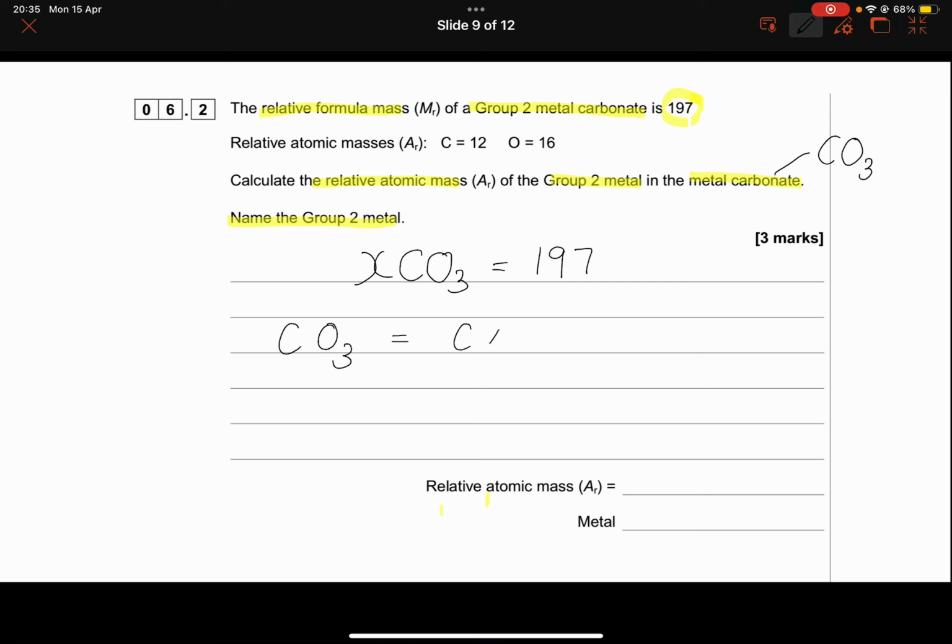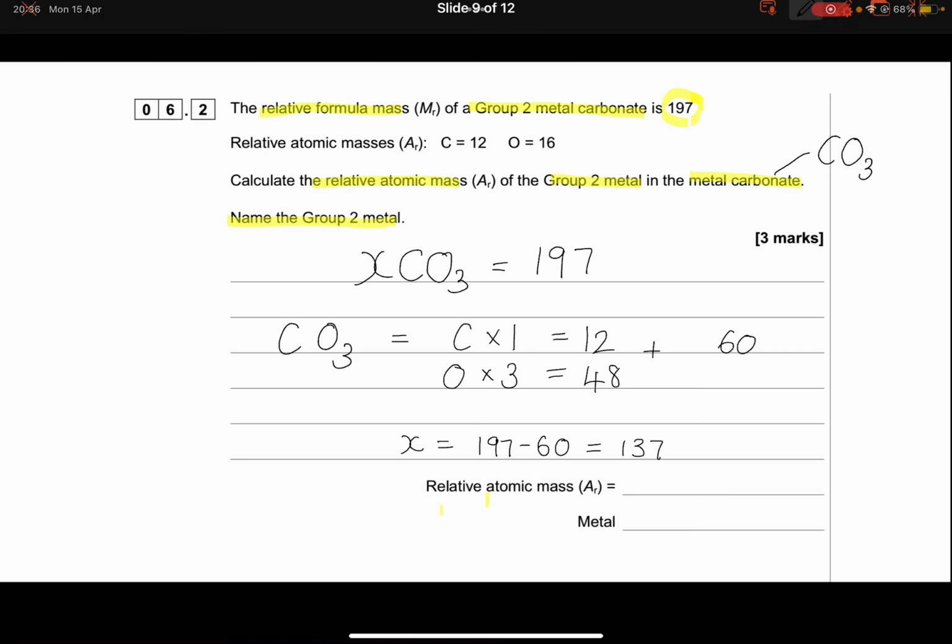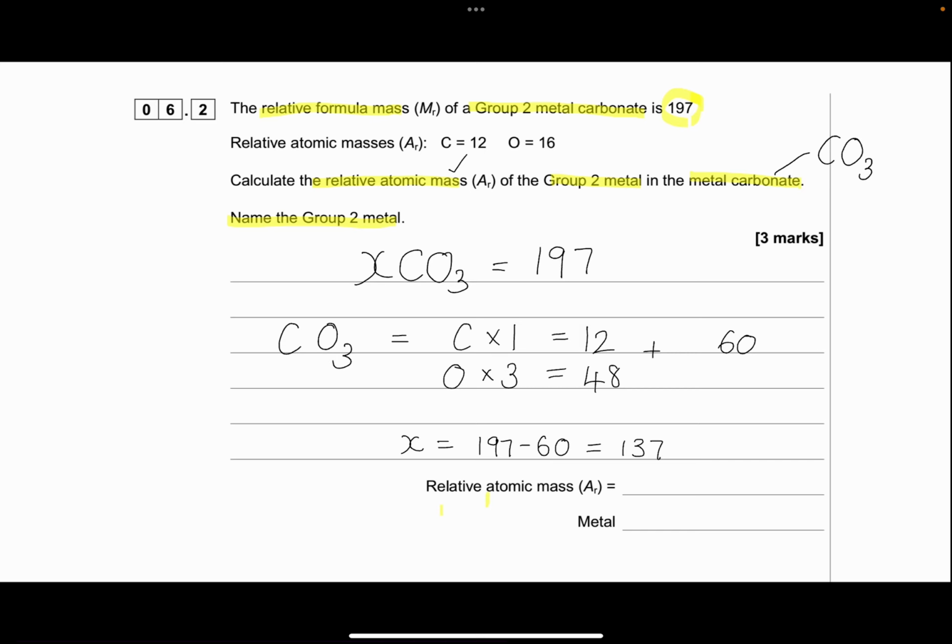And I'm going to do that by carbon. I've got one of them, so that's 12. And oxygen, I've got 3 of them, so that is 48. And I'm going to add those two together to give me 60. So the relative atomic mass of the unknown metal, which I've just called X, just so you can clearly see what I'm working out, is 197 minus 60, which is 137. So I've done that bit. I've calculated the relative atomic mass.